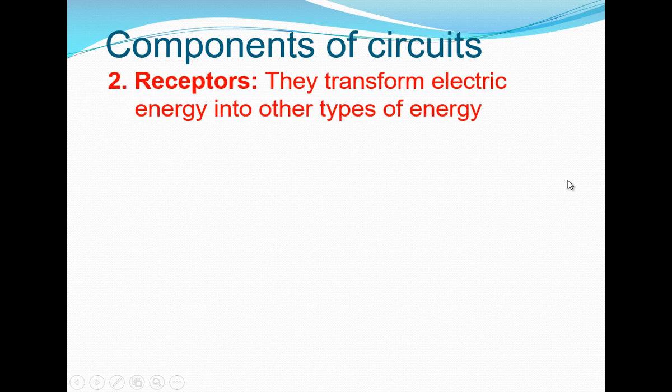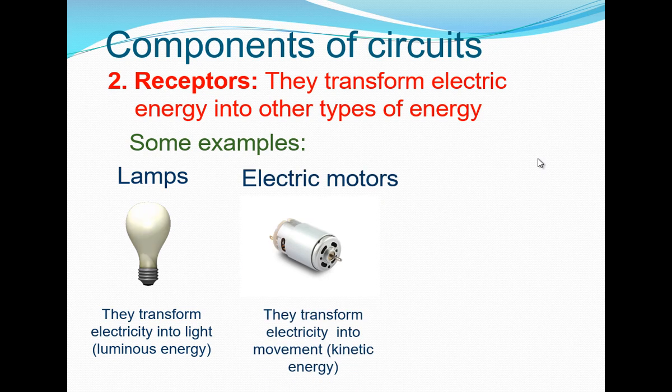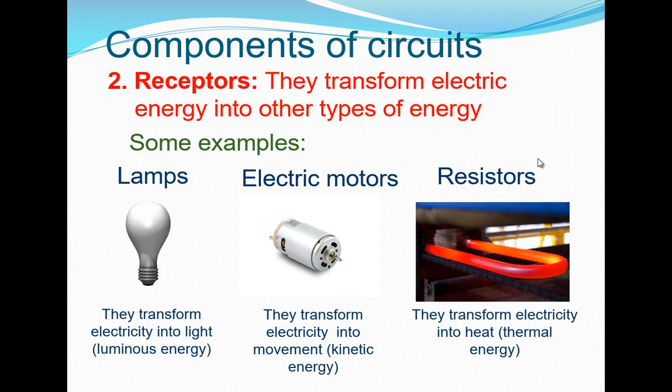Other components, receptors. They are the contrary, the opposite of generators. They transform electric energy into other types of energy. Examples, lamps. They transform electricity into light, which is a type of energy, luminous energy. Electric motors. They transform electricity into movement, which is kinetic energy. Resistors. Resistors transform electricity into heat, which is also a kind of energy, thermal energy.